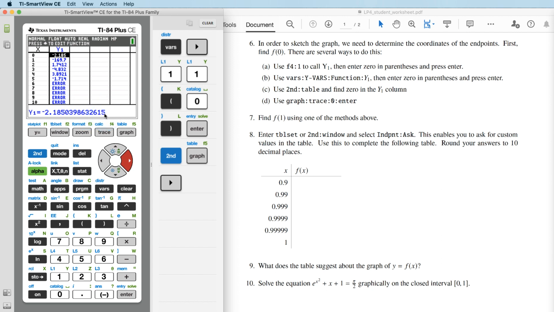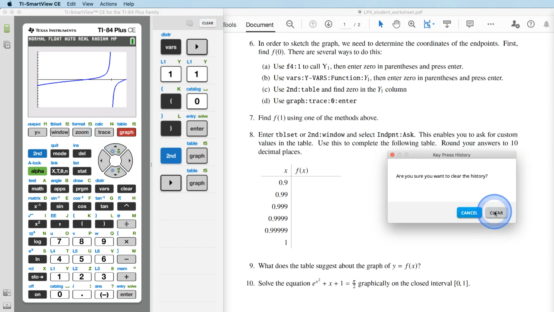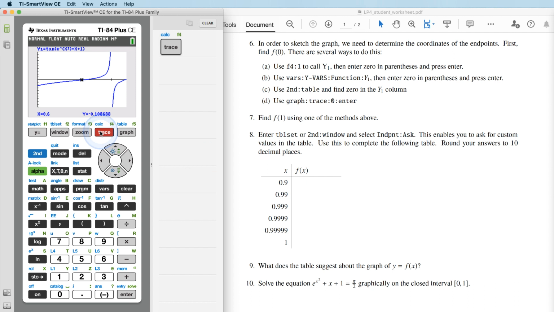And the final way I'm going to show you to find f of 0 would be using the graph. So let's go back to the graph. I'm going to hit trace, and then the number I want, 0, and then enter. My cursor will jump to that point where x equals 0, and I can just read the y coordinate down here. Y equals negative 2.18504. Again, I'm not getting as many decimal places as I did on the home screen or in the table, but 5 decimal places is usually more than you need in terms of accuracy. So that's another good way to evaluate the function.